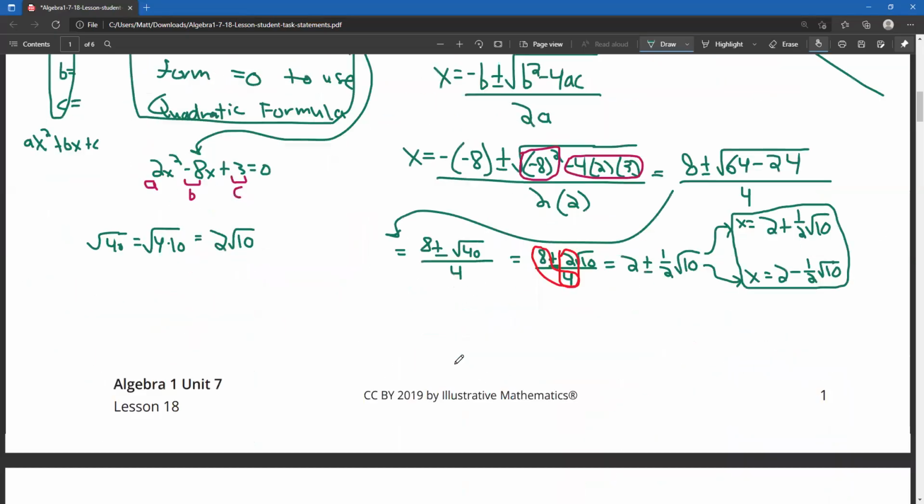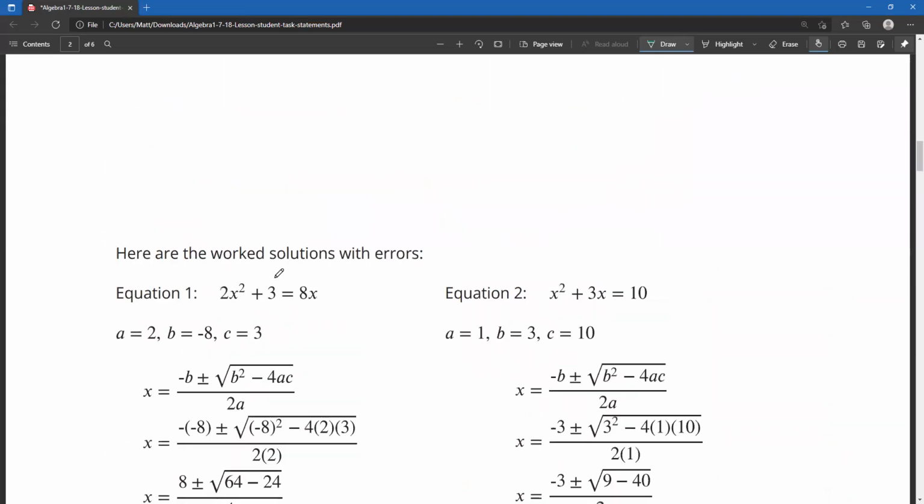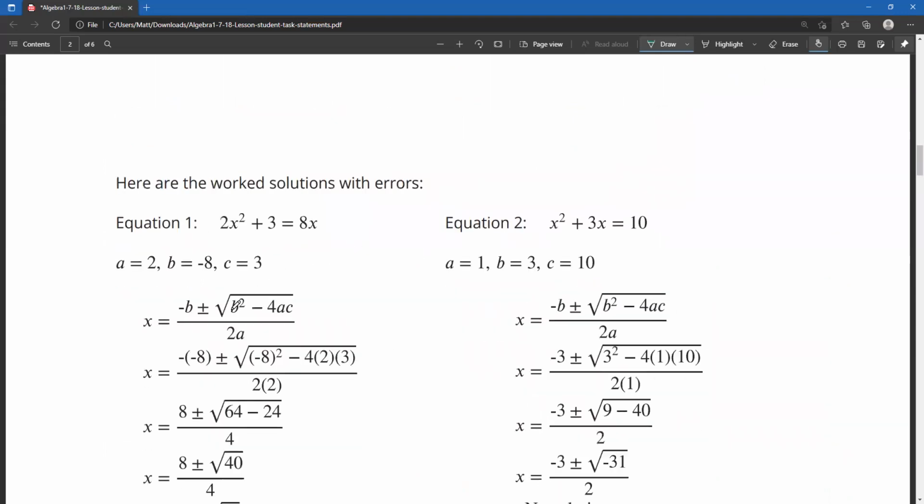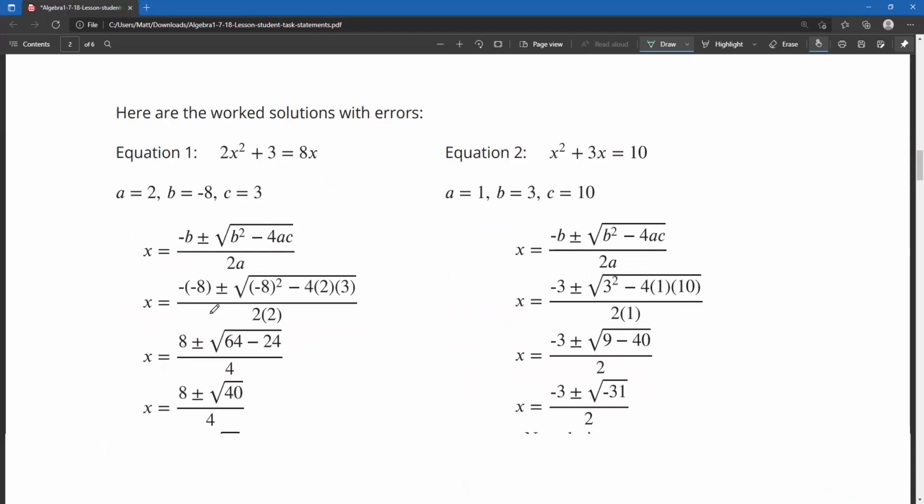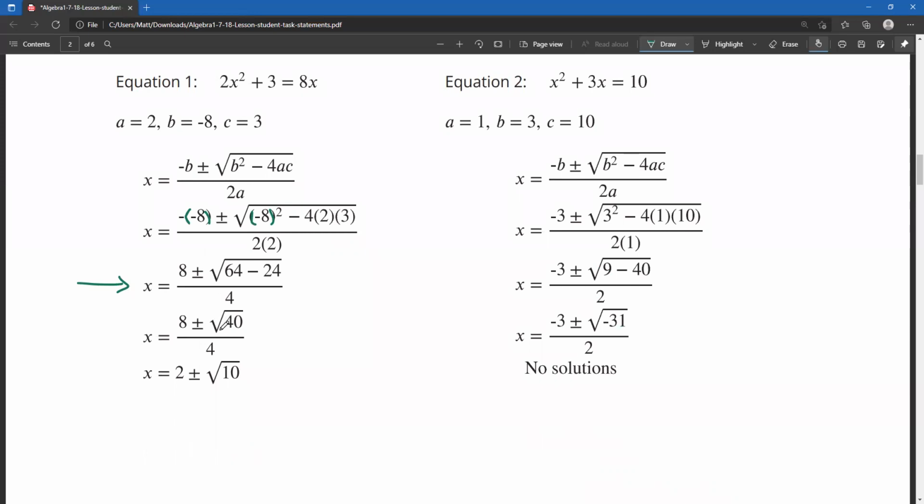So if we now go to the worked out solution with an error somewhere, let's try to find it. You look through it. Okay, they identified A, B, and C correctly. I mean, you don't see them subtracting 8x on both sides, but we did say B was negative 8. And they substitute it all in. They do a good job with the parentheses. Okay, up until this line, it looks okay. It looks just like what we were doing up there. Okay, you got the square root of 40. Then they say x is just 2 plus or minus the square root of 10. That's not what we got before.